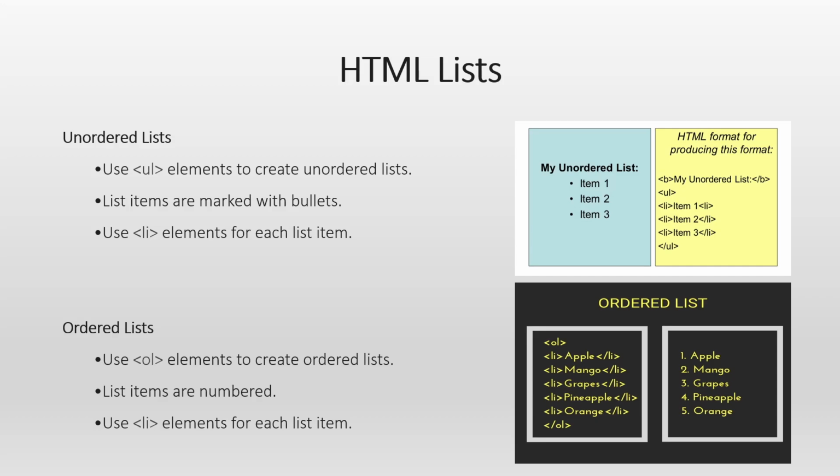What are this UL and LI? To construct a list, we are going to use two things. One is the unordered list, and another one is the list item. Here, as you can see, use UL elements to create an unordered list. List items are marked with bullets, and you use LI elements for each list item. So LI is nothing but list item, and UL is nothing but unordered list. Inside the UL opening and closing tags, we are going to list the items. The output will be like this: item one, item two, item three, with bullets.